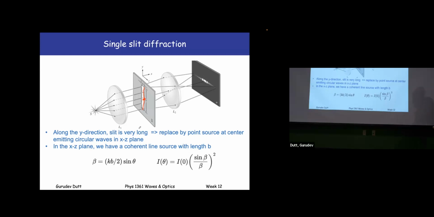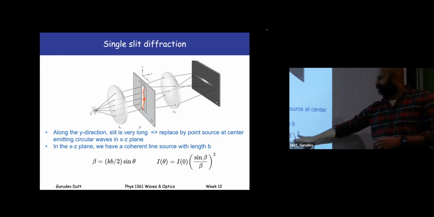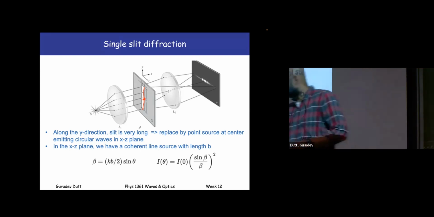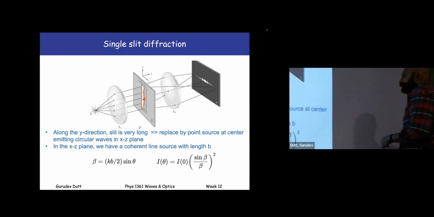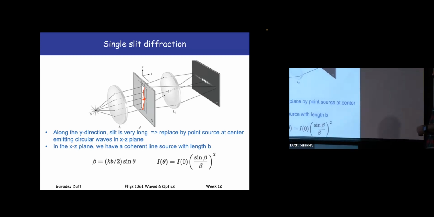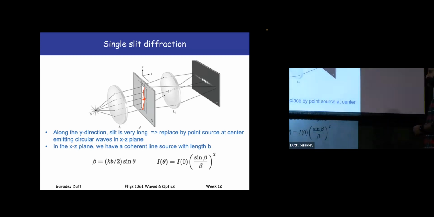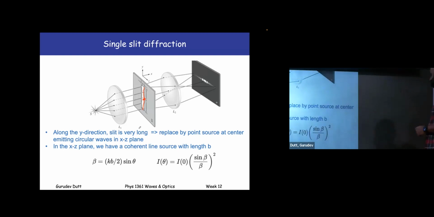Then I claim the formula which gives me the answer for the intensity pattern is this formula over here. It's sine beta divided by beta, whole square, where beta is now kb over 2 sine theta. You may wonder how I got that. Well, we just go back to our n source problem, and now we're just going to approximate n going to infinity, where n is the number of sources.